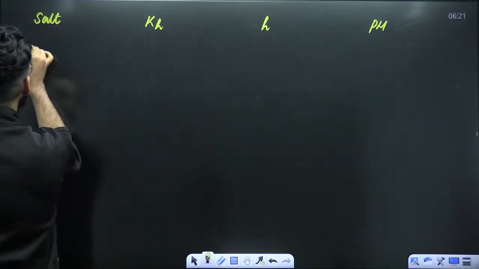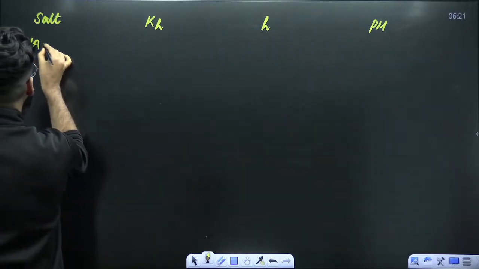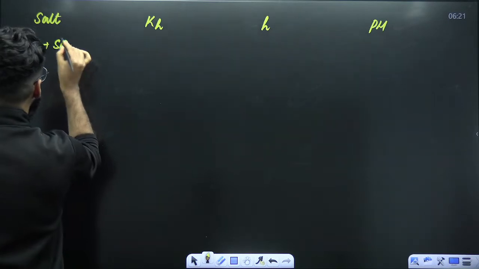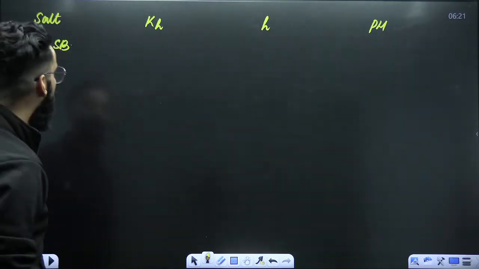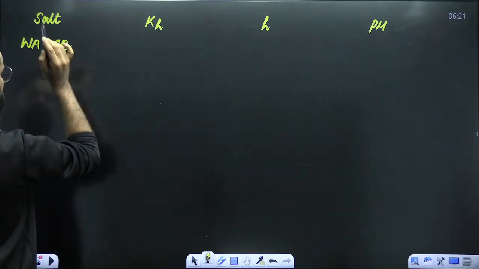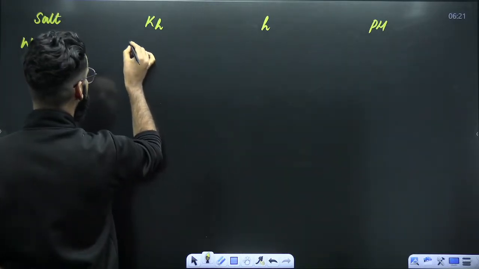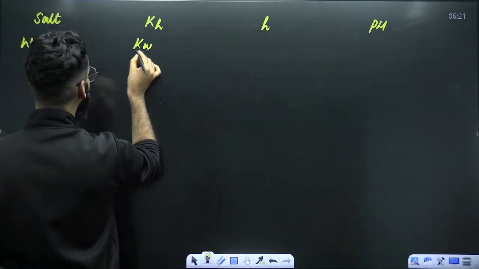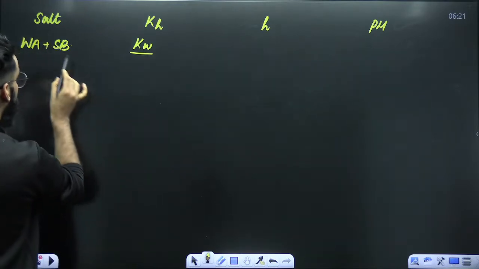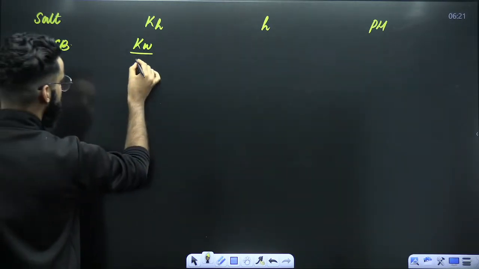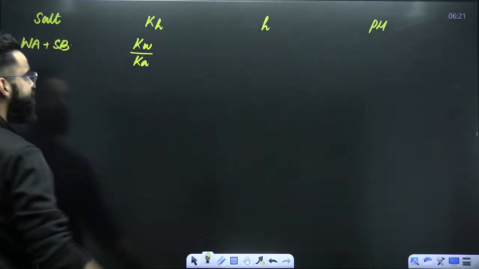The first is the salt of a weak acid and strong base. How do I get the KH value for it? So KH is just going to be equal to Kw divided by, which one is weak? It is the acid which is weak. So Kw divided by Ka.